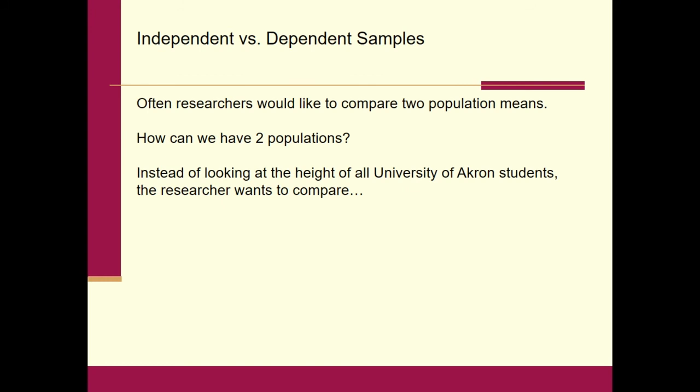So how can we have two populations? Well, for instance, instead of looking at the height of all University of Akron students, maybe the researcher wants to compare the heights of all males versus all female University of Akron students. And so basically the researcher has defined two very distinct groups. Once you have two distinct groups, now you have two distinct populations. So instead of looking at all University of Akron students and making it one population, we have two populations, males and the females.